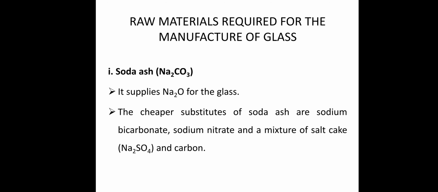Let us know about the raw materials required for the manufacture of glass. Soda ash. It supplies sodium oxide for the glass. The cheaper substitutes of soda ash are sodium bicarbonate, sodium nitrate and a mixture of salt cake, that is sodium sulfate and carbon.